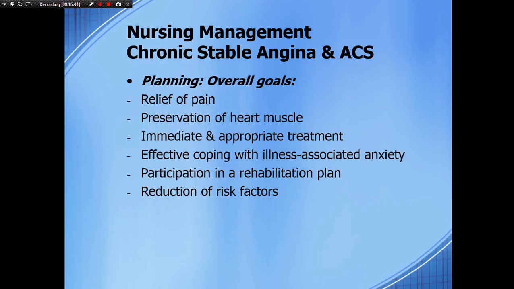The overall goals for a patient with ACS include relief of pain, preservation of heart muscle. It means we want to take care of the occlusion or the blockage immediately, immediate appropriate treatment, effective coping with illness-associated anxiety, participation in a cardiac rehab plan, and a reduction of modifiable risk factors.